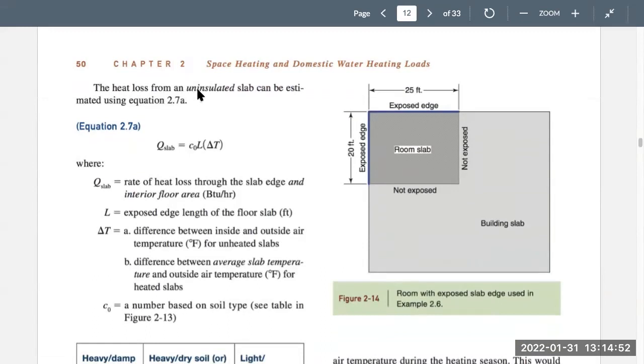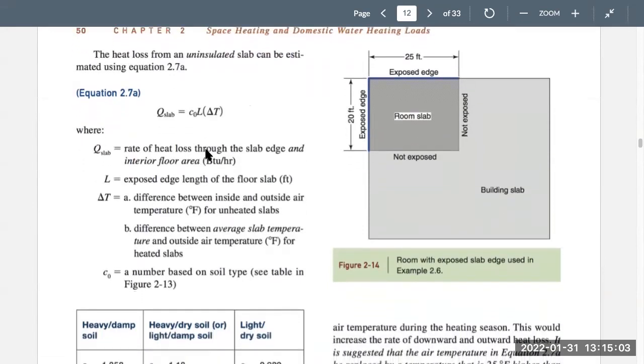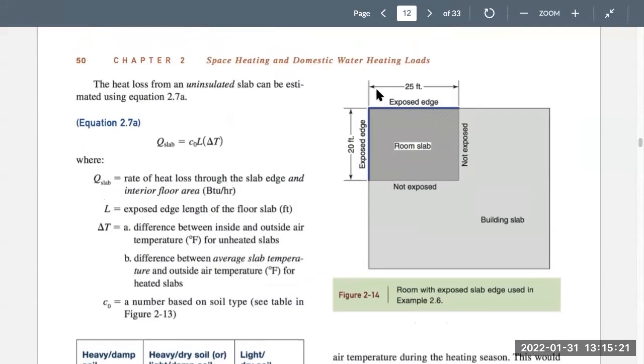Our first formula here is for the uninsulated slab, and it can be estimated using 2.7A, which is right here. It's also a fairly easy formula, and I believe it's in our calculator already. So Q is the rate of heat loss through a slab instead of a basement. L is the total exposed length of the floor. So that means we'd have 20 by 25 feet as our dimensions. Well, it's plus. So 20 plus 25 would be 45, not multiply. So it's the total exposed length of the floor slab.